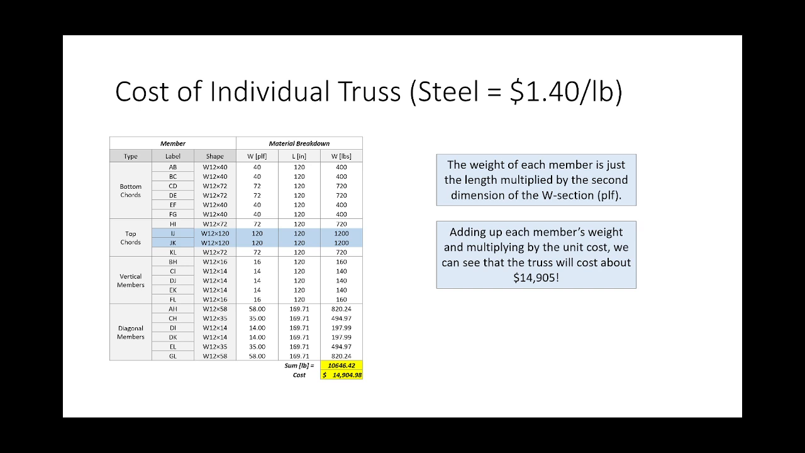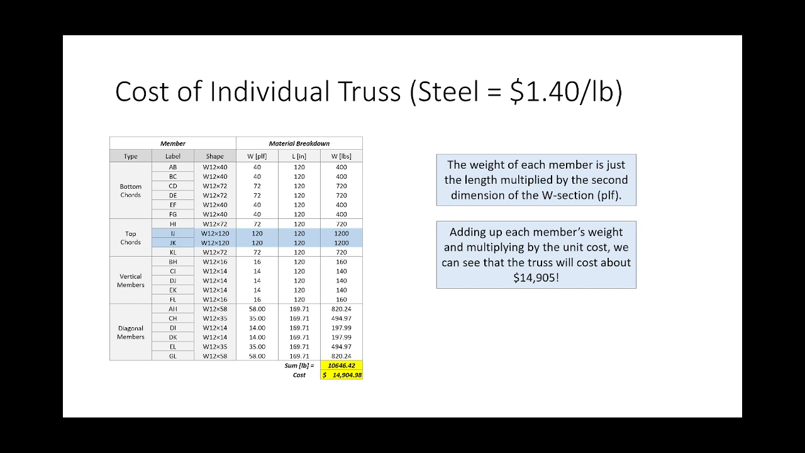But here's the shapes. Here's the length. Weight times length gives you the weight per member. Don't forget to convert that back to feet. Add up all the weight. I get about 10,600 pounds. Steel costs $1.40 a pound. This truss is going to cost about $14,905.